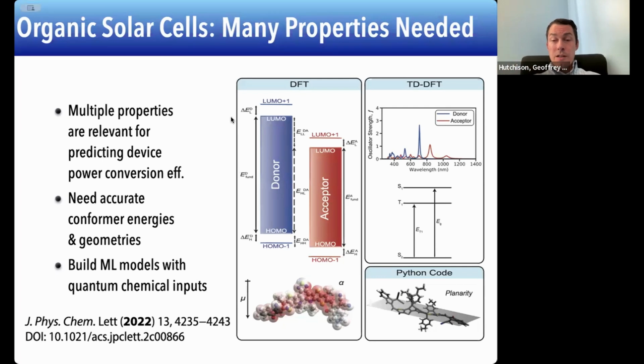And so we said, okay, well, let's build up machine learning models using quantum chemical inputs, right? We can calculate using DFT and TD-DFT, and then little bits of Python to describe things like the planarity of the molecule and so on, to put in the relevant properties: the dipole moment, the polarizability, the energy levels, the excitation energies, and the oscillator strengths, etc. And it works out quite well. The limit is actually the accuracy of the experimental data, which is plus or minus 2% in terms of power conversion efficiency, and the limit of the amount of experimental data you can feed into it.